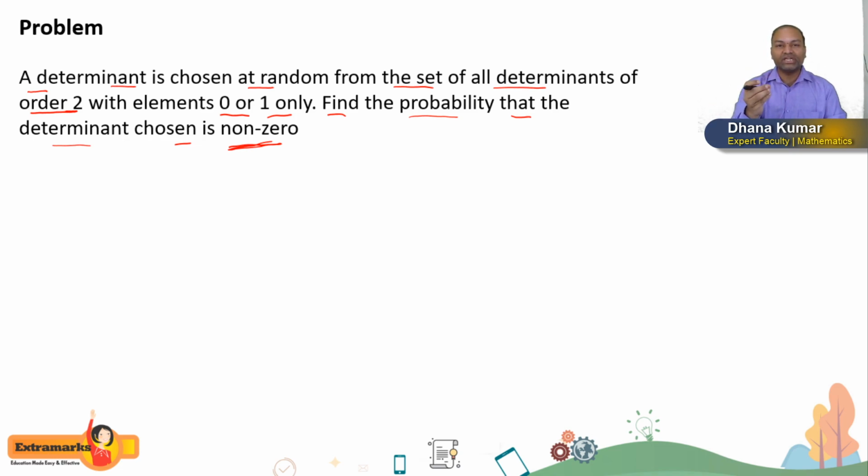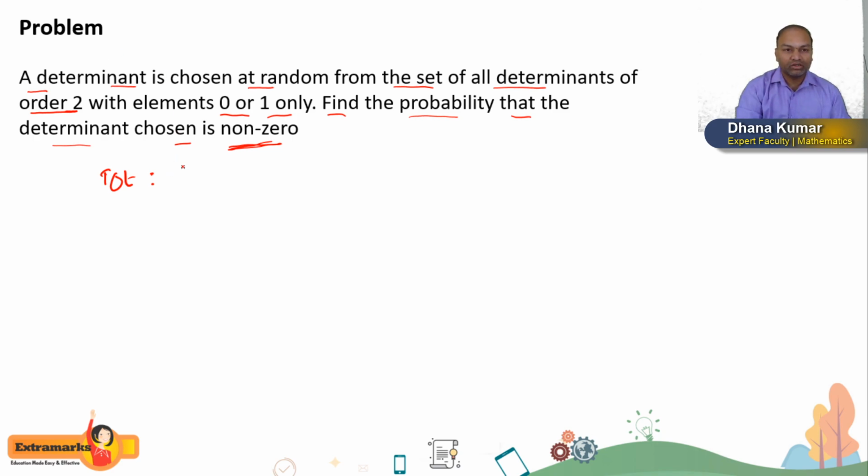In general, the basic formula of probability is what? Probability basic formula is favorable cases by total number of cases. In any question, total number of cases means without any restriction, you have to write all the possibilities. Understand my point? Without any restriction, you have to write all the possibilities. Right? So let us come first to total number of cases.